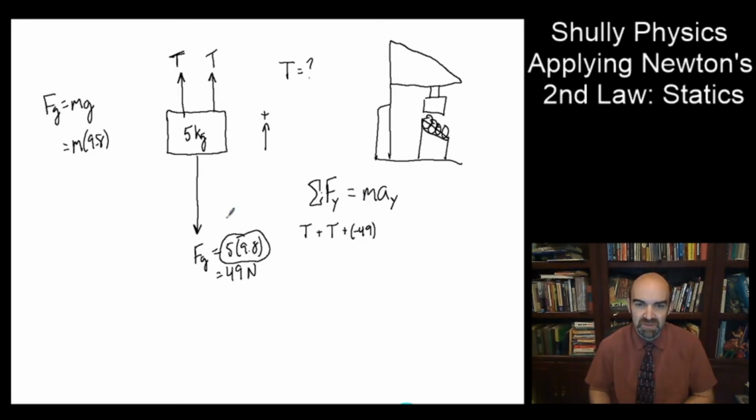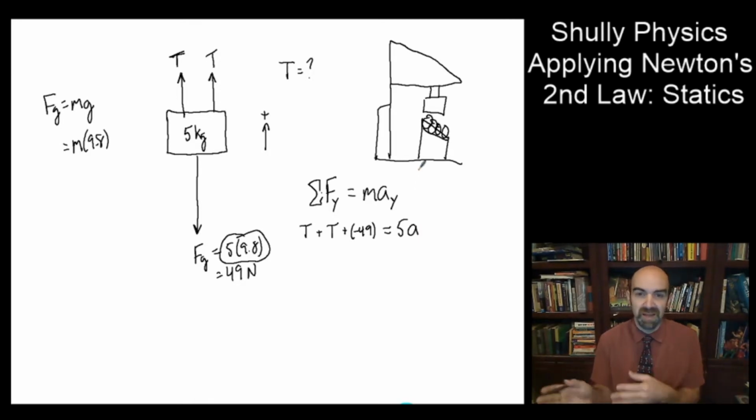The weight is just working against the two tensions. So they're going to take away from one another. And this equals mass times acceleration. The mass is 5, and the acceleration is in the y direction. Now I'm going to drop the subscript here because I'm just going forward with the fact that there are no x direction forces. So I'm just going to leave this as the overall a, the acceleration.